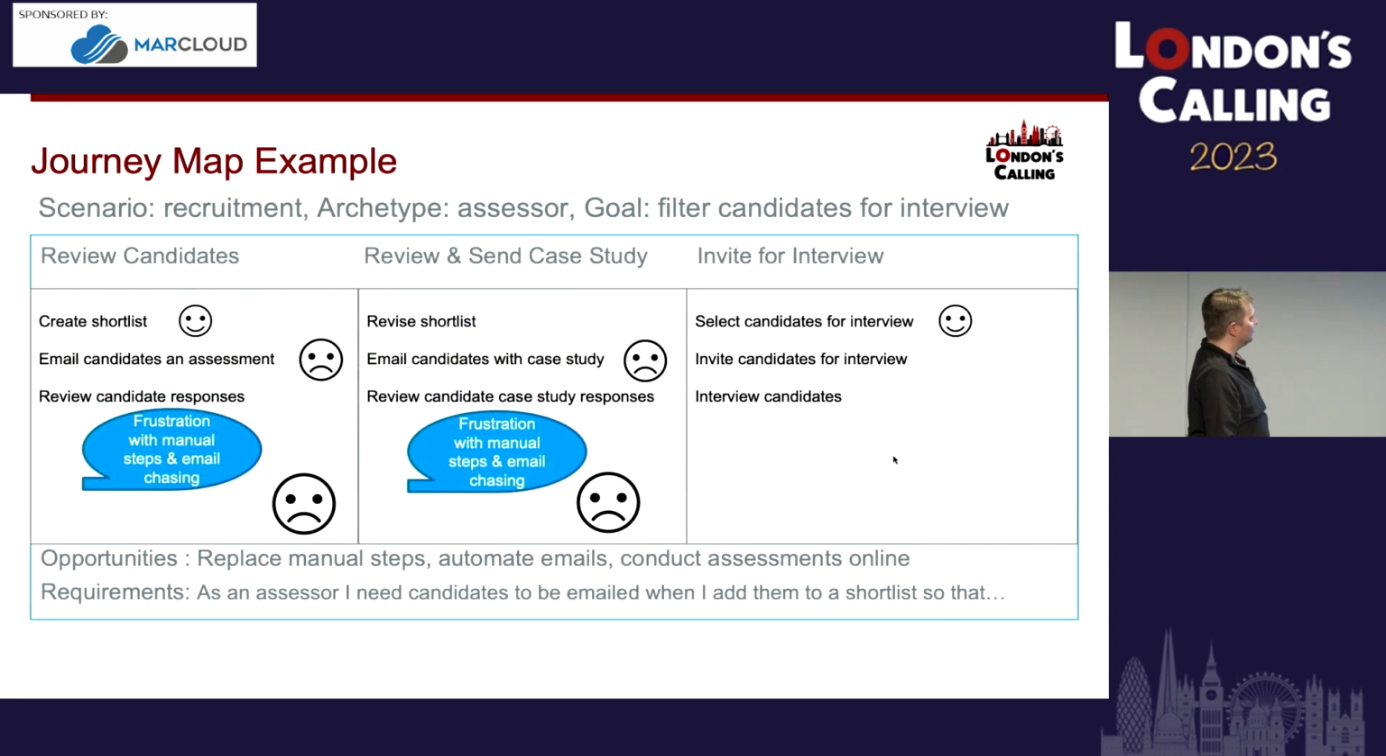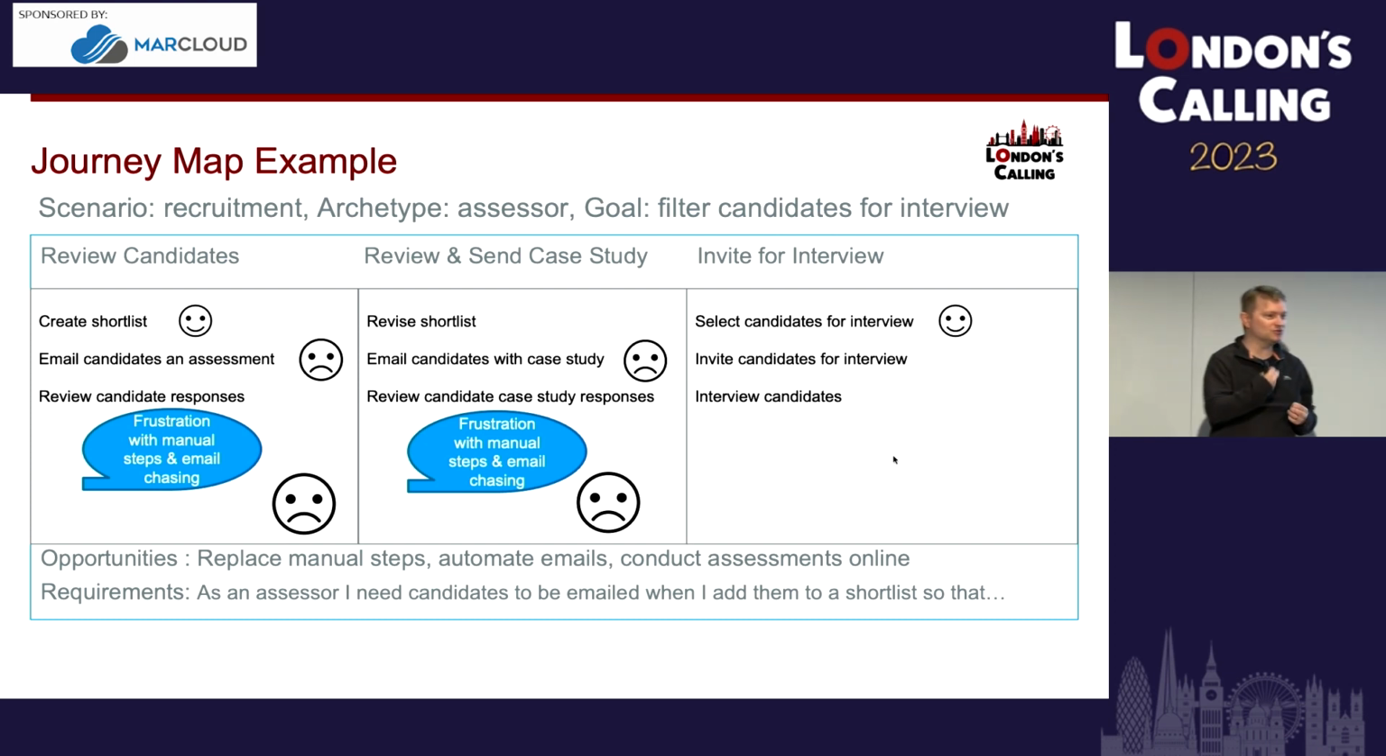So we're going to look at a larger example of a journey map. And this is loosely based on a requirement I had earlier in the year involving recruitment. Here our archetype is loosely based on a role, an assessor, and our goal here is to filter candidates for interview. We're going to review the candidates, send out a case study, and then the successful ones we'll invite for interview. Now you can see here that I've annotated these very simply with emojis.